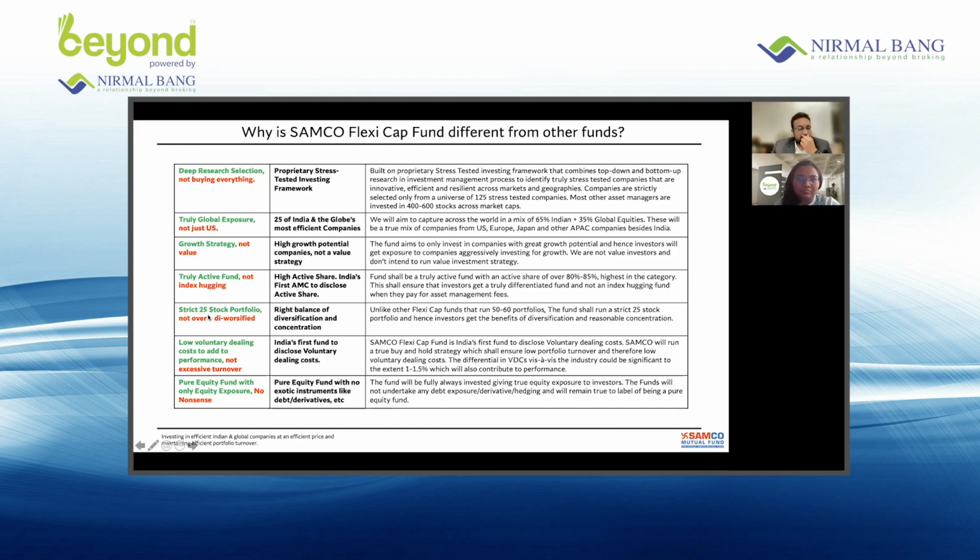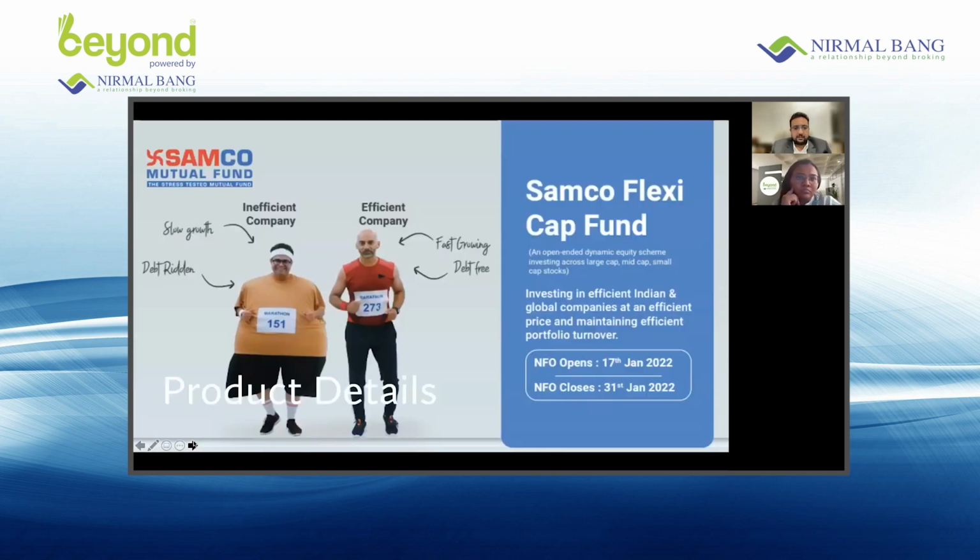So we will have this strict 25 stock portfolio discipline, low dealing costs to add to performance, and a pure equity fund. So it's not going to be run like a balanced advantage fund. We will not take cash calls, it's going to be a pure equity fund. The idea is that if our businesses are compounding at 24-25%, we too will be invested in businesses that can see 18 to 24% price compounding over the next few years. So that is as far as the difference is concerned.